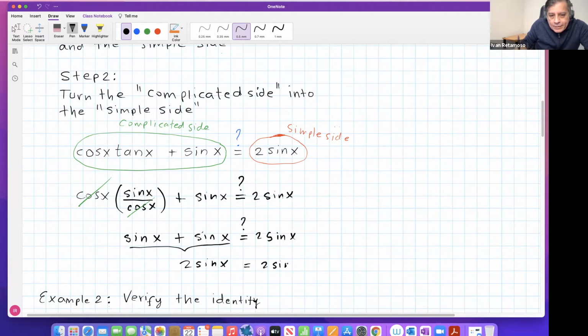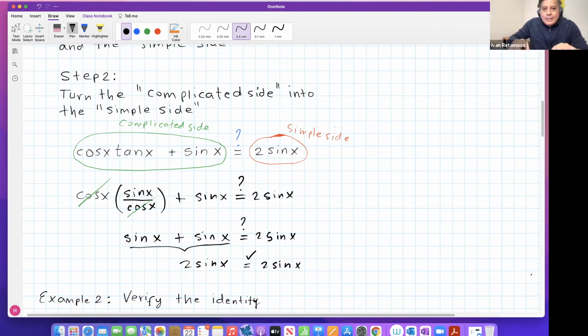2 sine of x. Notice that I have worked out the left side, the complicated side, and the simple side stays the same till the end. But now you see that they are identical, right? They are identical. So then you put a check. Then we have verified this identity. This equation is indeed an identity, right? Because look, they lead to the same exact thing in the end.